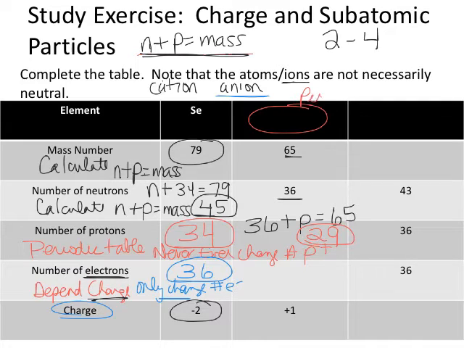So now I'm going to look at the periodic table, and I'm going to look for number 29. And when I look for 29, I see copper. Cu. Copper.